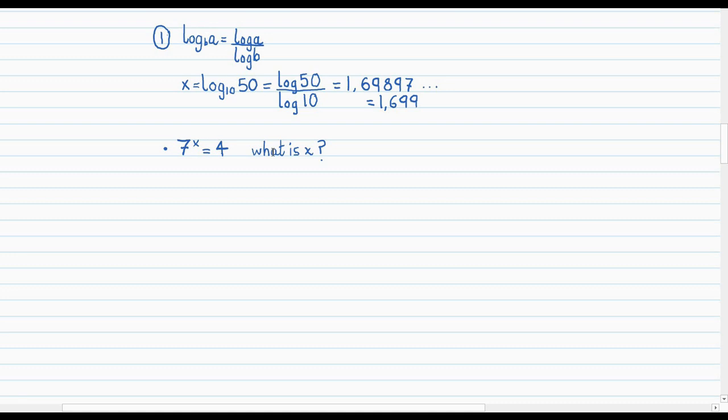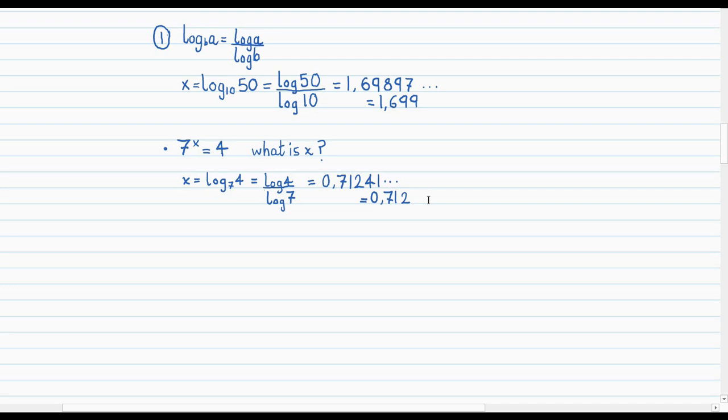But this doesn't create any new problem. You solve it exactly the same as before. First, you change it to logarithm form. Then you apply the first rule, giving you log 4 over log 7, which comes to a value of 0.712. Then you check this on your calculator and you'll see a value of 3.99677 on and on, which is basically 4.